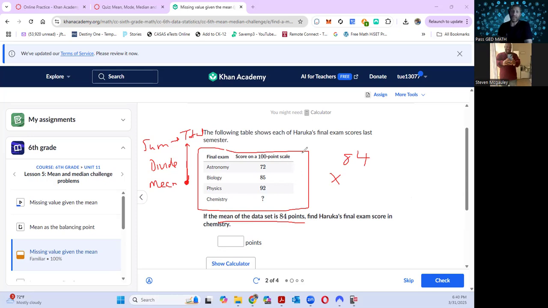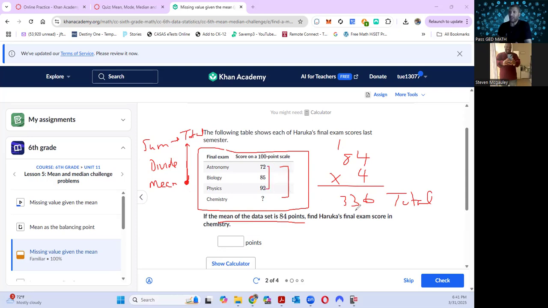All right, so this is what we're gonna do. I'm gonna tell you how to do it. We're gonna go back to mean. I need you to understand the steps of mean first, because if you don't understand the steps of mean, you can't go backwards. Once you have the mean, we go the opposite way. Instead of dividing, we multiply by how many there are, which is 4. 1, 2, 3, 4. 84 times 4 is 336. This is the total.